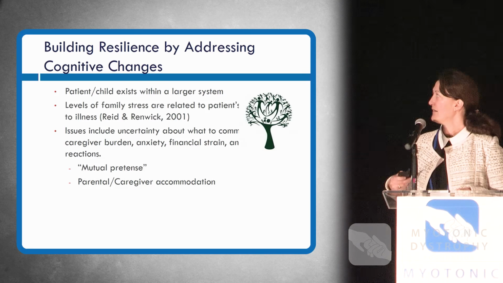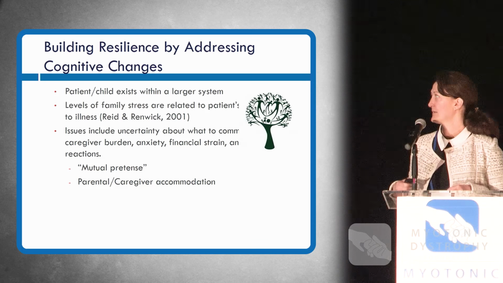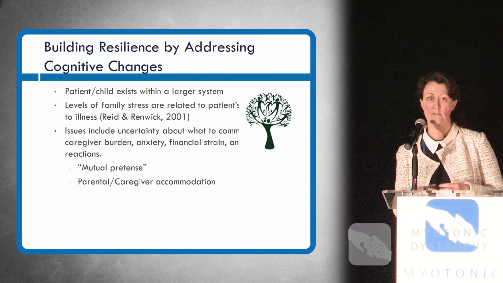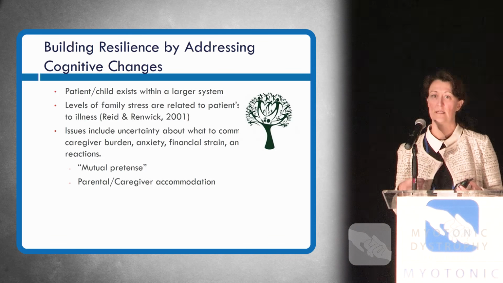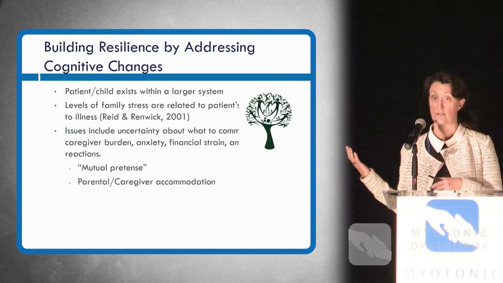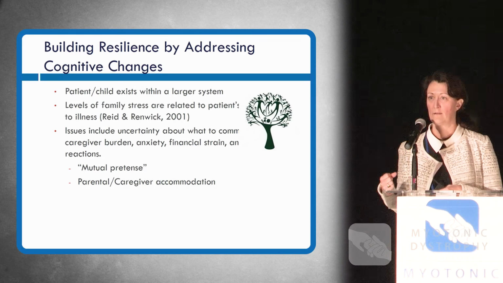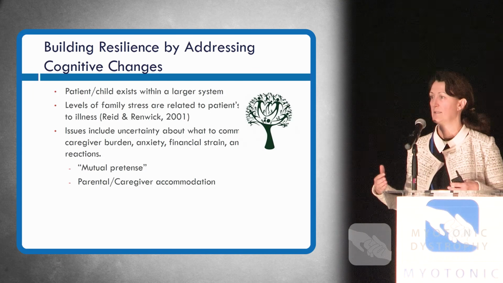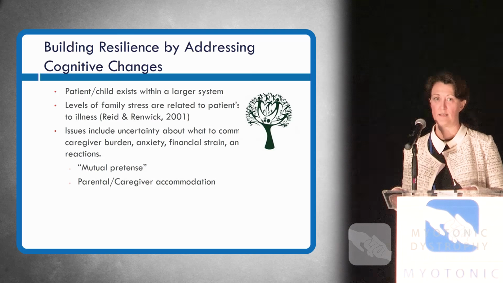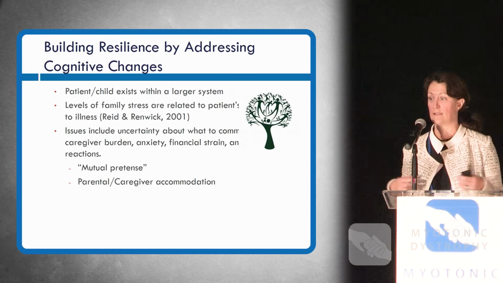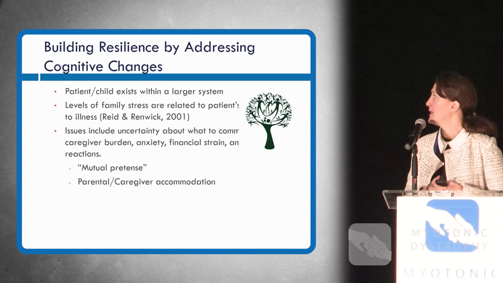And levels of family stress are related to a patient's illness. So if you can find ways to mitigate stress, and again, I talked about some of them earlier, I really think that it goes back to open dialogue, and getting your care team together and focusing on the overall team.